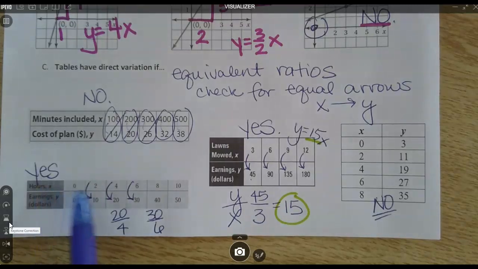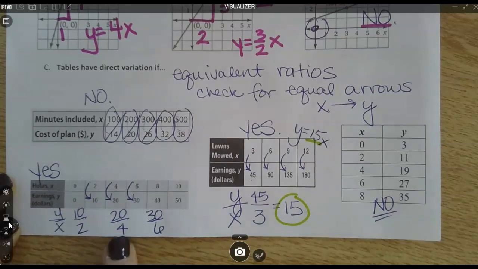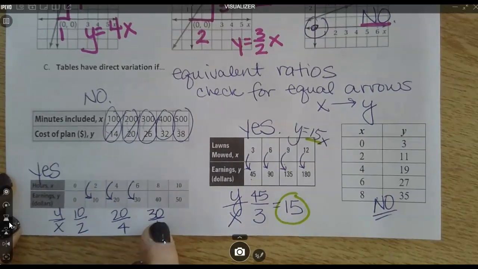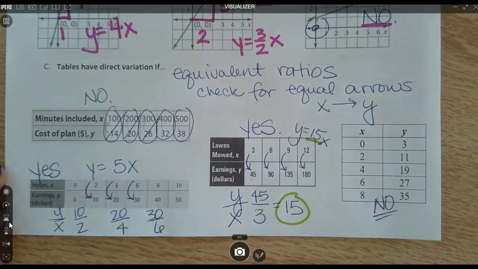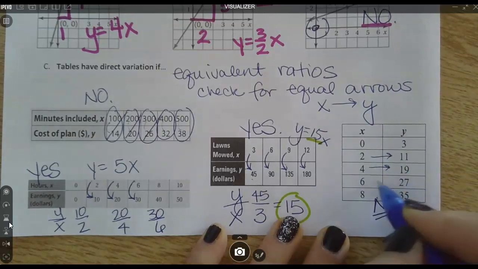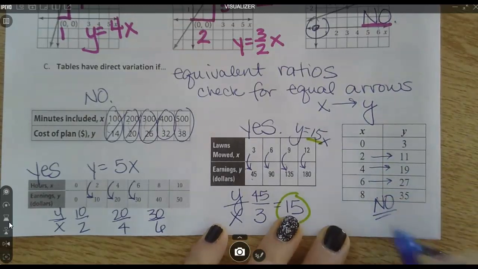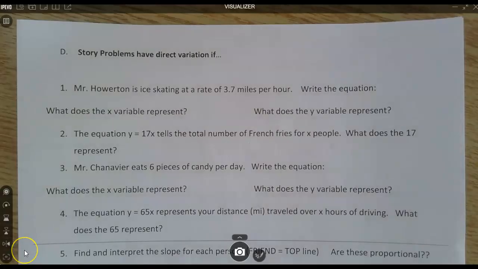Okay, this one I checked all my ratios, or I checked all these arrows from x to y. They all match. So I can find my rate, y over x, and I get 10. Nope, sorry, I get 5 for each of these. So y equals 5x would be my equation. Okay, here, these arrows don't match, or these ratios aren't all equal. So my answer is no, and I don't need to be able to write that equation. Okay, on to the back.